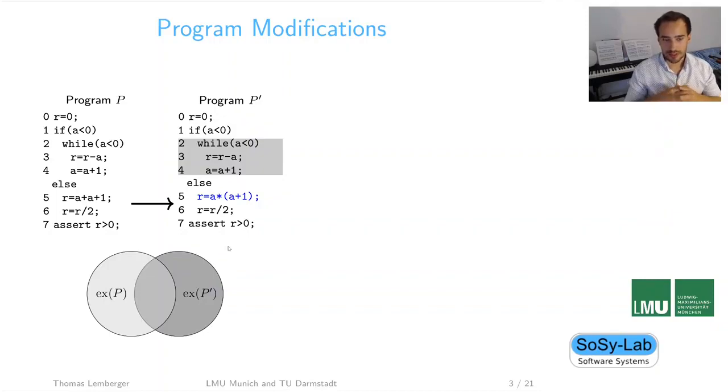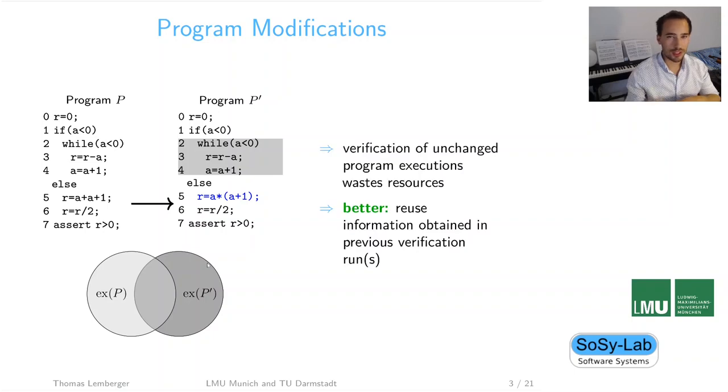We visualize this with this small Venn diagram. We have executions of our original program P, xp, and then we have all of the possible executions of our new fixed program P prime on the right. And some executions exist in both programs. Executions that go into the if branch in program P are exactly the same executions that happen when the execution goes into the if branch in program P prime. Only the else branch is different and outside of the left circle. So actually we only have to re-verify this, and re-verifying the unchanged program executions wastes resources.